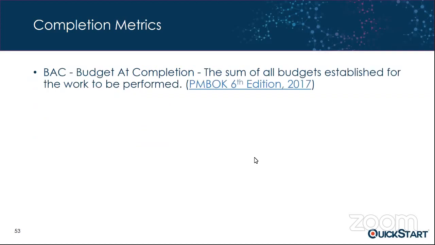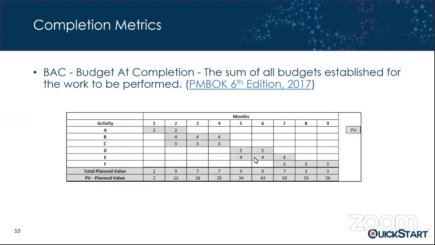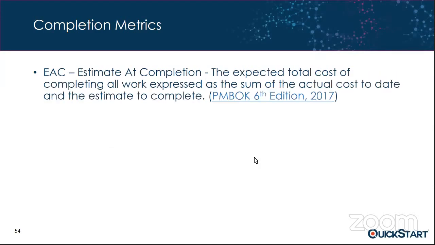Budget at completion is the sum of all budgets established for the work to be performed. This is really that planned value total. For our project, when we look at the information from this graphic, we can see exactly where that number comes from. And then the next metric is estimate at completion. This one is the expected total cost of completing all the work, expressed as the sum of actual cost to date and the estimate to complete.